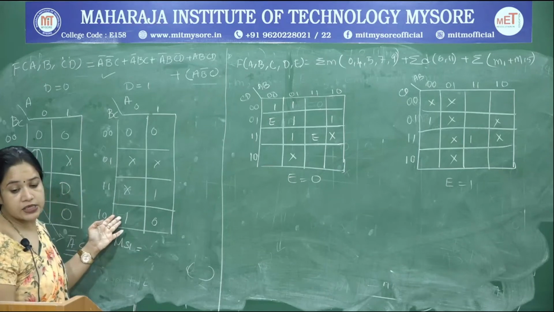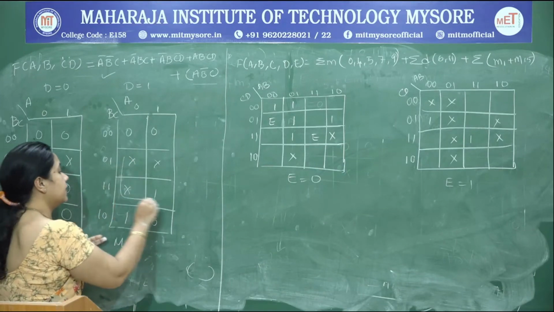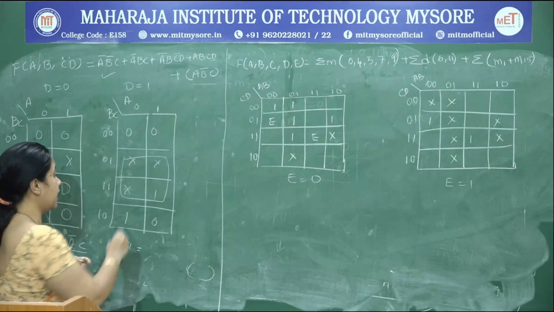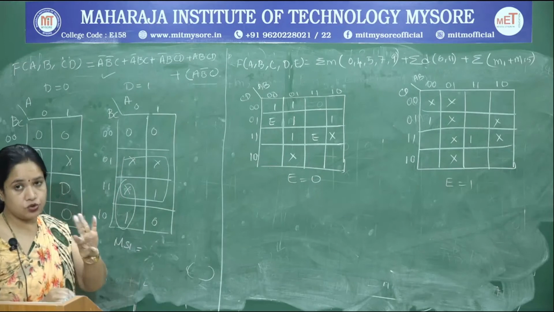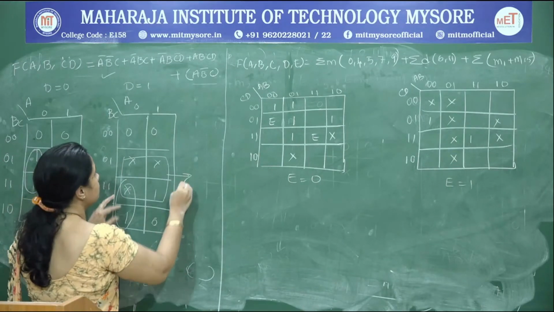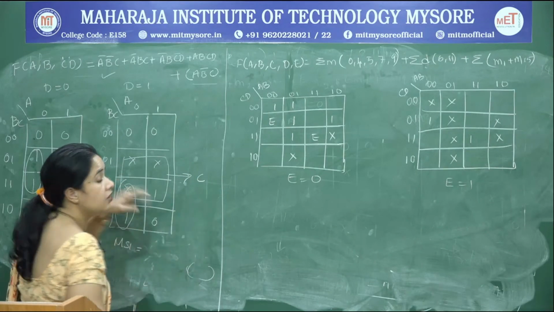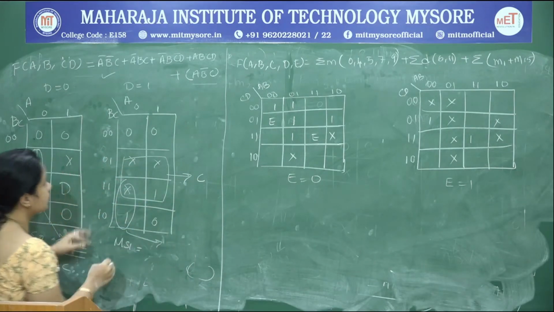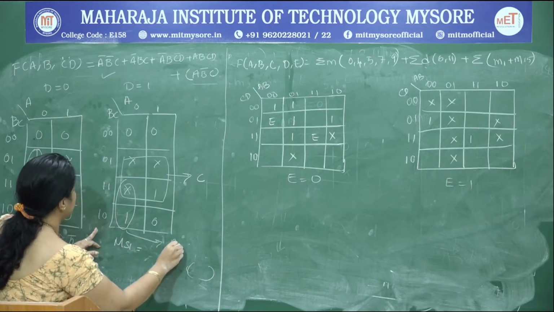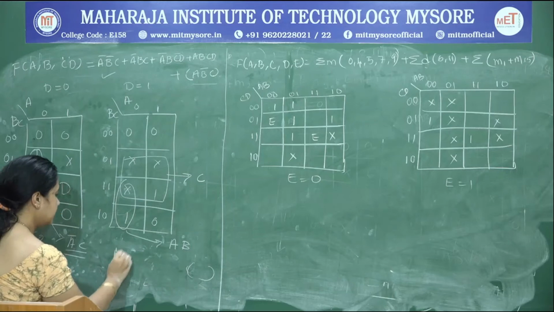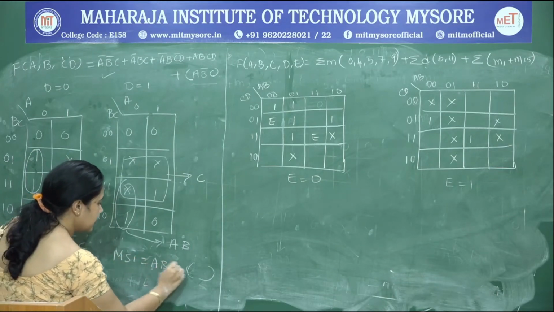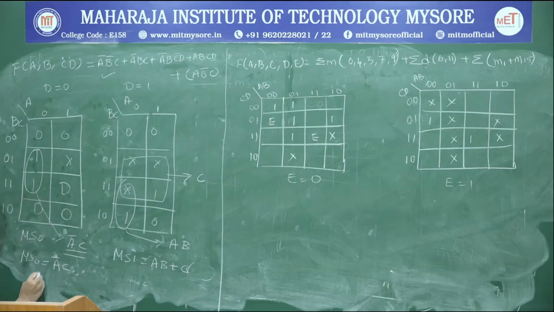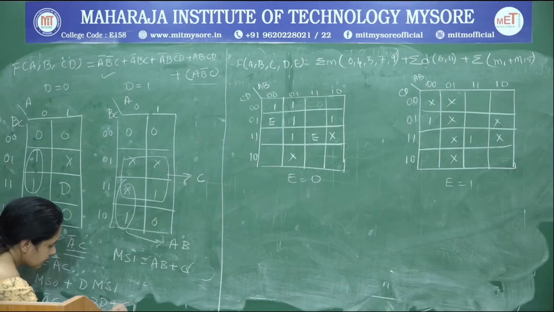If you look into this, we end up getting a quad here, a group of 4 adjacent ones, and this is a pair. We end up getting one pair and one quad. What is common here is C, since two variables are eliminated, and what is common here is A B. So, here MS1 is going to be A B plus C. So, the final expression is going to be MS naught plus D into MS1. So, it is A bar C plus A B D plus C D.